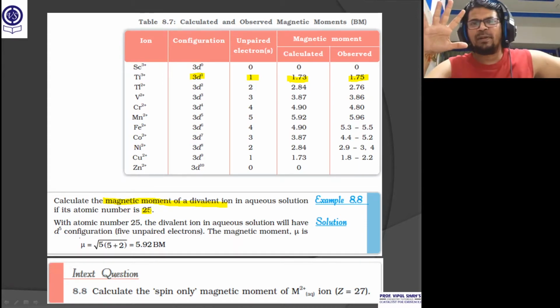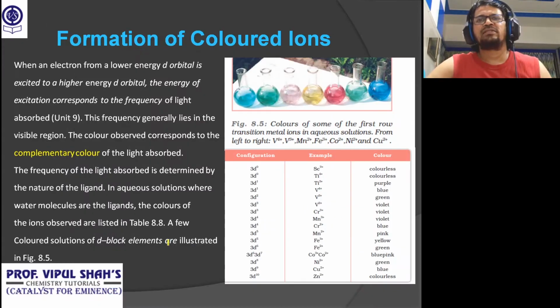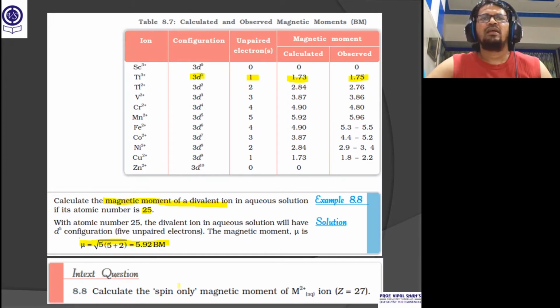So 5 unpaired electrons. The formula is root of n into n plus 2. So root of 5 into 5 plus 2. 5 plus 2 is 7, 7 into 5, root 35. Root 35 is approximately 5.9, because root 36 is 6. So approximately that answer. That's the value of mu, which is nothing but 5.92. Clear? That's one.